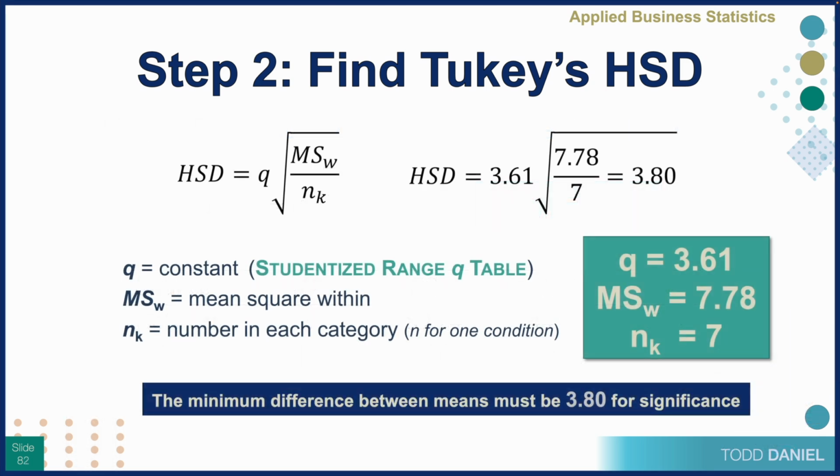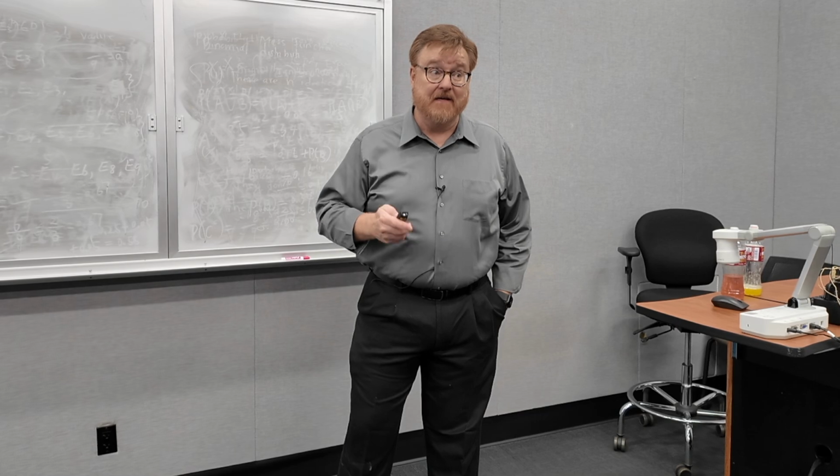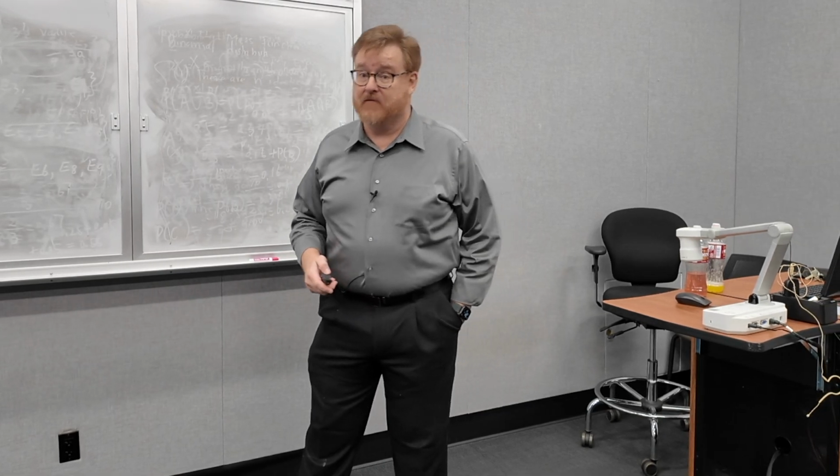So I'm going to plug in my 7.78 and my sample size of 7, and I get an HSD value of 3.80. In other words, for any mean differences, you compare A and B, B and C, C and A. If that mean difference is greater than 3.8, then it is honestly, statistically significantly different.